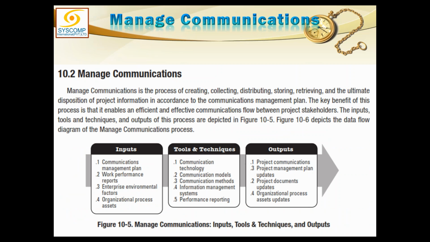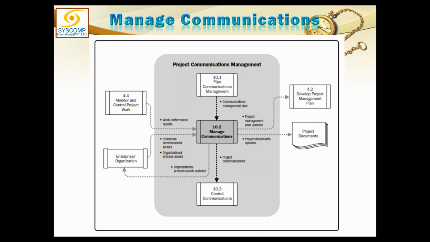Next is manage communication. Here we have the communication management plan and the work performance report. You remember where the work performance report is coming from: monitor and control project work, which created the work performance report. Enterprise environmental factors and organizational process assets. The tools are the same: communication technology, communication methods, communication models, information management system, and performance reporting. Resultantly, you will have the project communications established, the project management plan will be updated, project documents will be updated, and organizational process assets will also be updated.